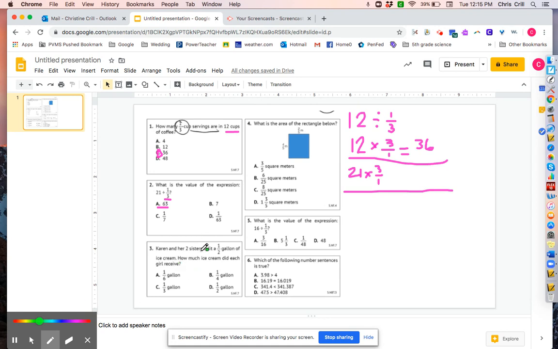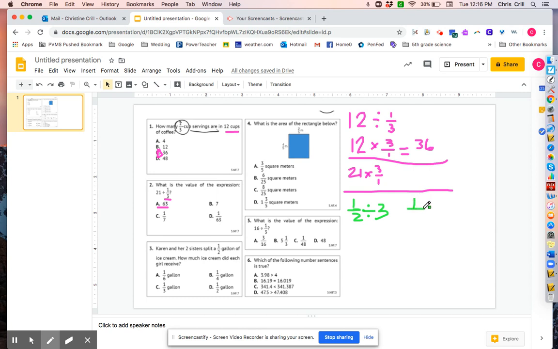Number 3, Karen and her 2 sisters are sharing or splitting a 1/2 gallon of ice cream. So we're going to take a 1/2 gallon of ice cream. Our fraction is being divided this time. Remember, we're always asking what's being divided in the story. In this case, we're dividing a 1/2 gallon of ice cream among Karen and her sisters. So 1/2 divided by 3.